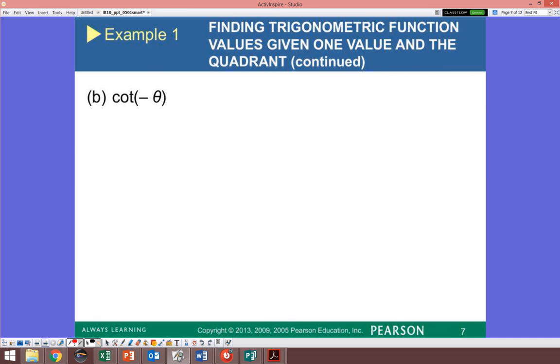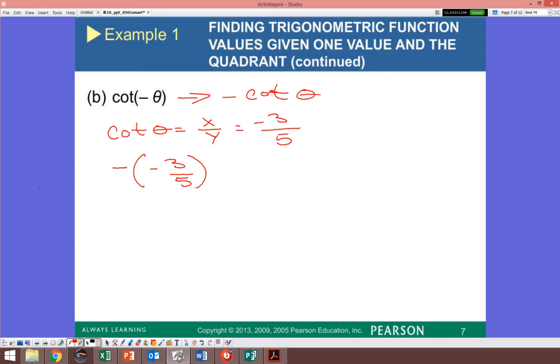So for this identity, it's going to be the same as saying negative cotangent of theta. So I find the cotangent of theta, but then I take the opposite of that value. We know that cotangent is what over what? X over y. What was my x value? Negative 3. So it's negative 3 over, what was my y? 5. But if this is my value for the cotangent, it now says that I have to take the negative of my negative 3 over 5, because this is an opposite. It's going to be the opposite of my cotangent.